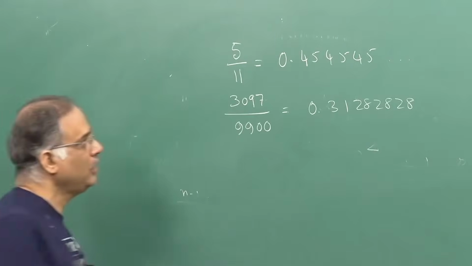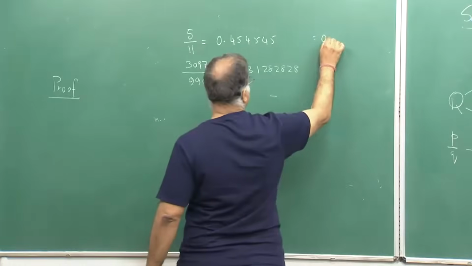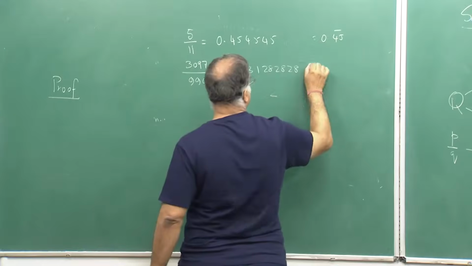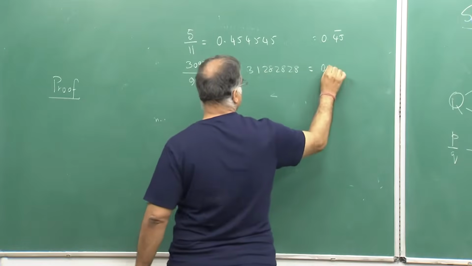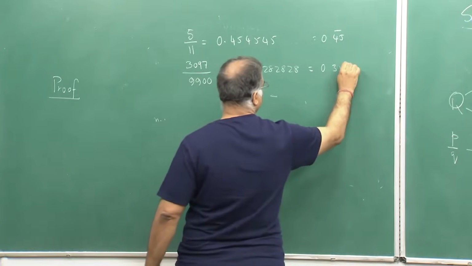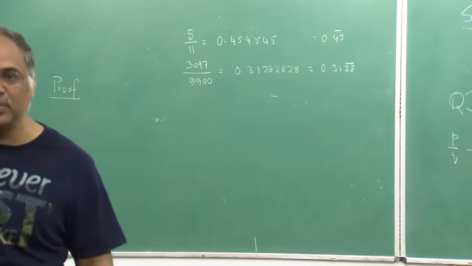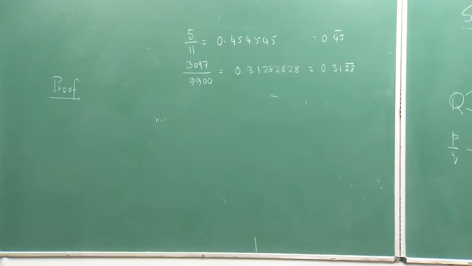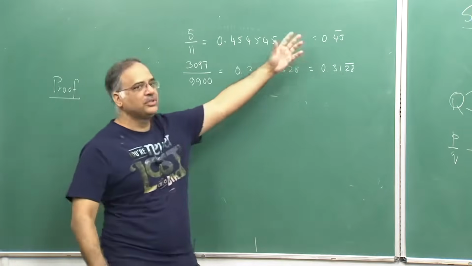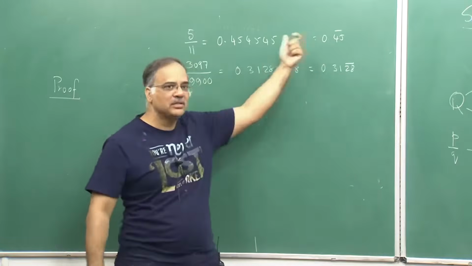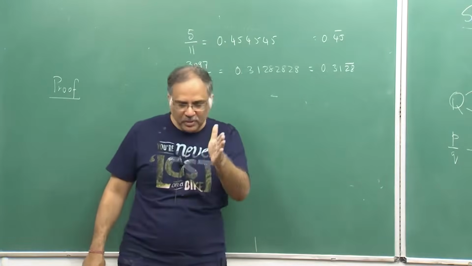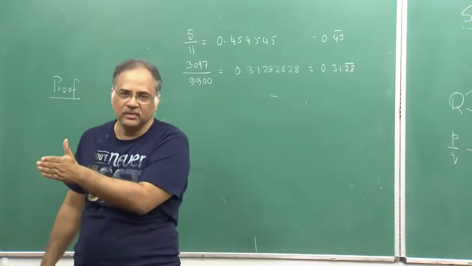Initially the two things are not repeated, then again it is repeated. So, the shorthand of writing this is 0.45 bar and the shorthand of writing this is 0.3128 bar, it is a shorthand. It means that these things are repeated periodically. So, every non-terminating decimal has some periodic structure built into it, that after some time one particular pattern will keep repeating itself.